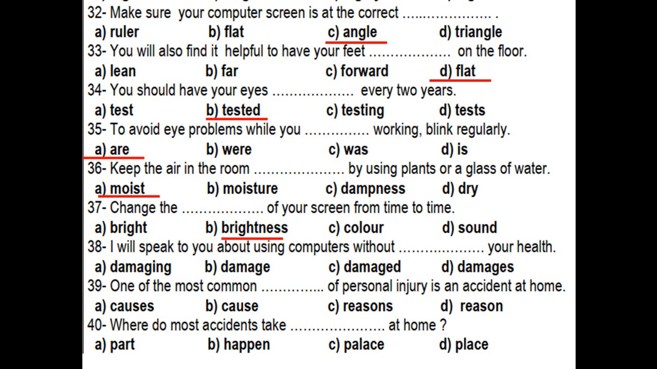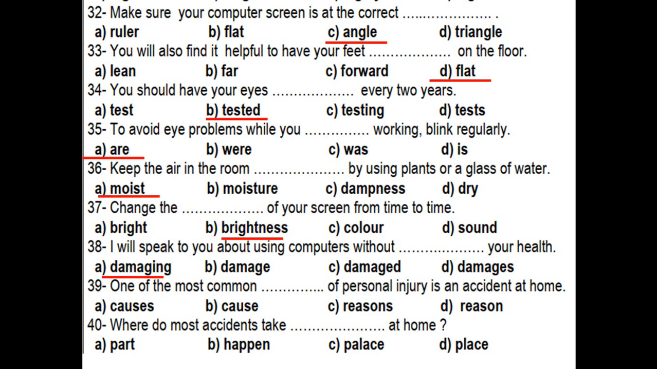Without is one of the prepositions that should be followed by a gerund, or verb plus ing. So I say without damaging. Number 39. One of the most common causes of personal injury is an accident at home.